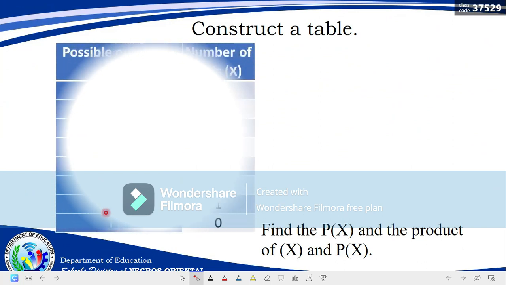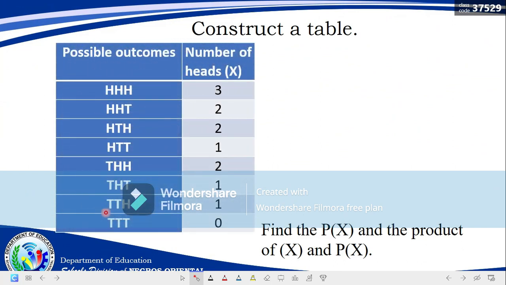Then you are going to construct a table. It would look like this. The possible outcomes: you have head, head, head, the number of heads will be 3. You have head, head, tail, the number of heads is 2. Head, tail, head, the number of heads is 2. Then head, tail, tail, the number of heads is 1. Tail, head, head, the number of heads is 2. Tail, head, tail, the number of heads is 1. Tail, tail, head, the number of heads is 1. And tail, tail, tail, there are 0 heads.